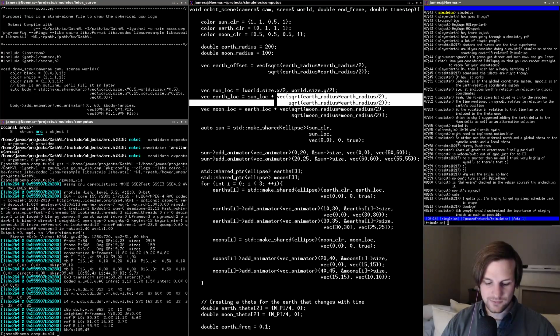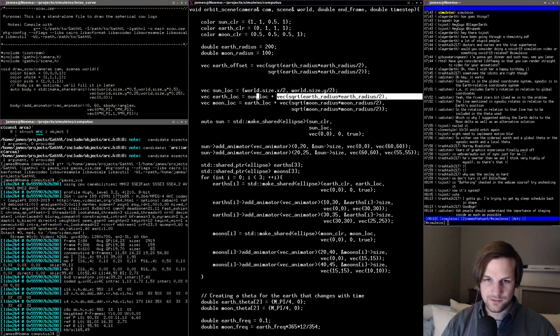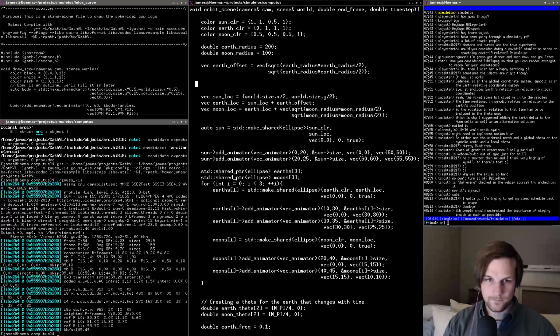Okay, so let's do DD here, and then we'll add Earth offset here. There. Okay, and then we'll do the same for the moon offset. Okay, it's going to be equal to this.